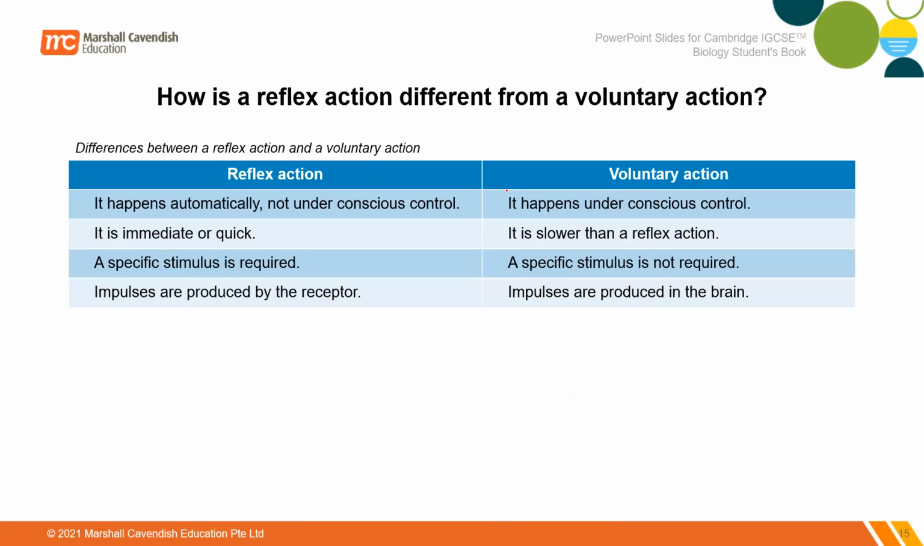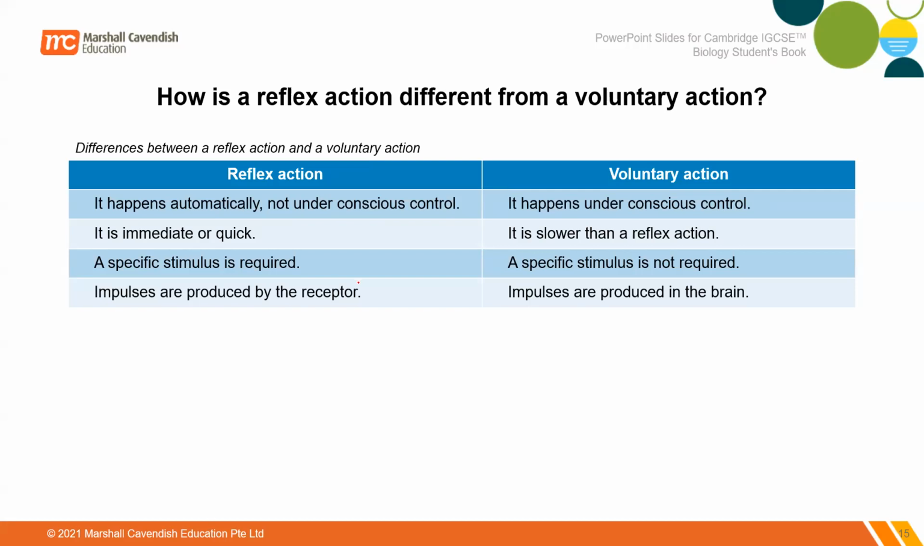This question also is extremely important. The difference between reflex action and voluntary action. The reflex action happens automatically, not under conscious control. But the voluntary action, you will decide to attend the meeting, you will decide to study, you will decide to sleep, you will decide to eat or not. This is called voluntary action, according to your will, and it's somehow slower than reflex action. On the other side, the reflex action is automatic and it is a rapid action.